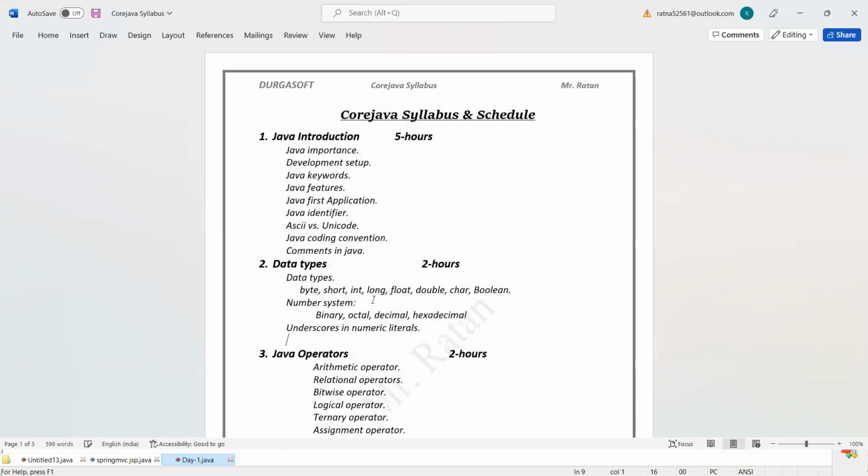And the second point is data types in Java. What are the data types? What is the number system representation? What are underscores in numeric literals? We will see this point.